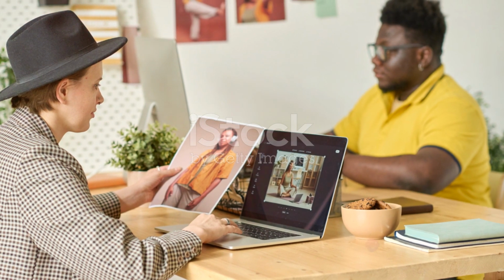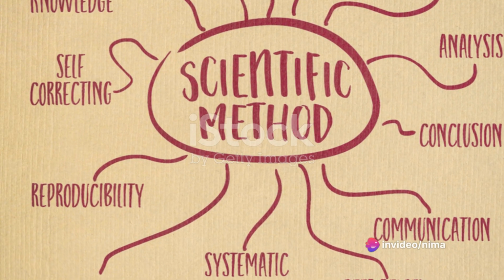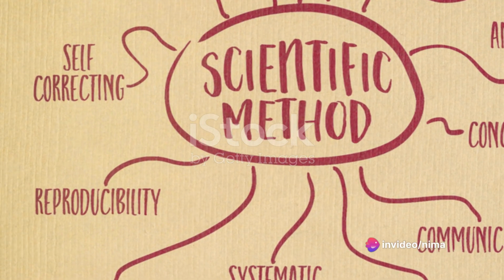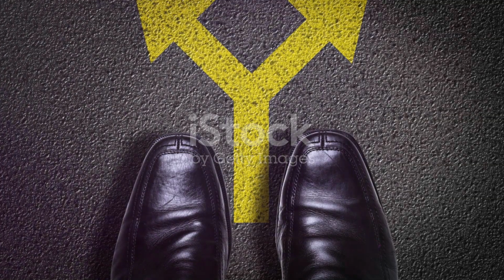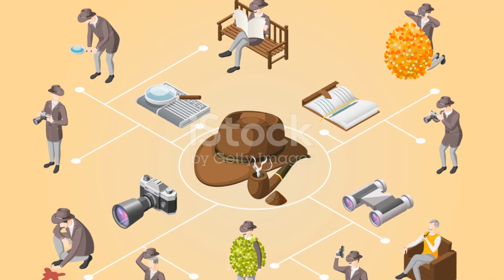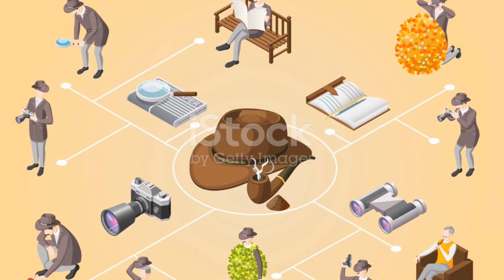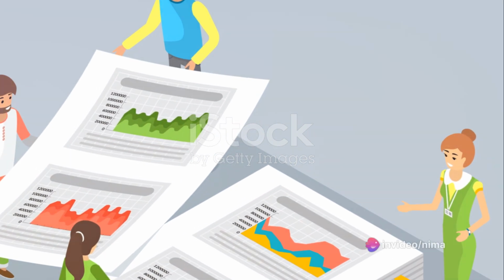Step 8 is all about evaluating your title. Ask yourself, does this title accurately represent my research? Is it clear and concise? Does it grab attention? Finally, Step 9, define your variables. These are the specific elements of your research that you'll be measuring or observing.